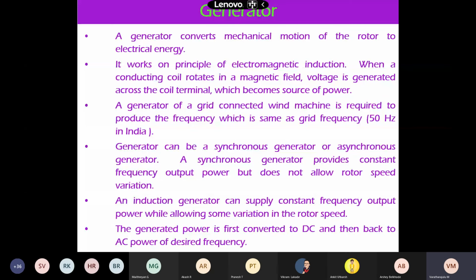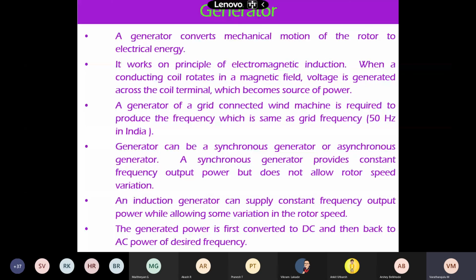There are two different types of generators usually used in these types of wind turbines. One is synchronous, the second one is asynchronous. A synchronous generator provides constant frequency output, but it won't allow rotor speed variations. An induction generator can supply a constant frequency output while allowing some variation in the rotor speed. The generator power is first converted to DC, and then back to AC power of the desired frequency.